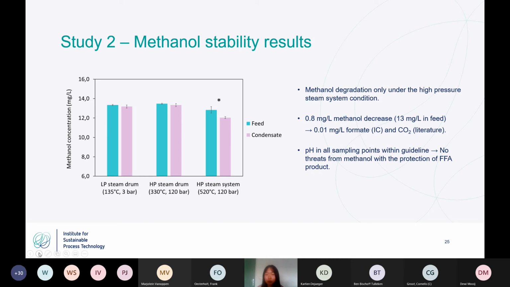Because formate and CO2 can easily change the pH of the stream, we looked back into the results of the pH measurements of these sampling points, and actually the pH was maintained very well within the guideline. So although there is a certain amount of methanol degradation, with the protection of FFA products, it didn't really give threats to the system. Next slide, please.